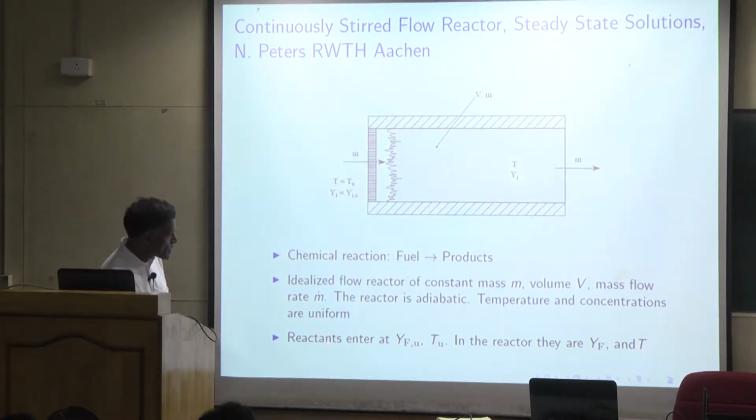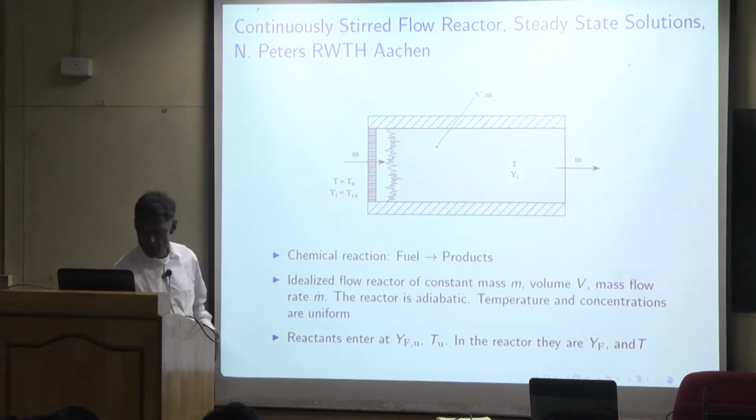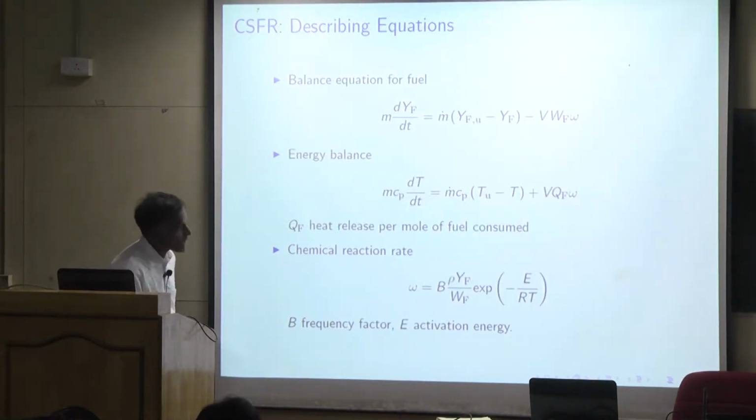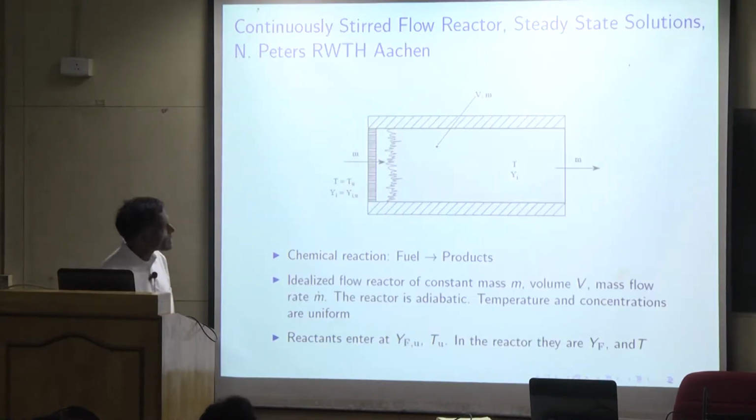As I already said, the reactants enter at YFU and TFU. As is typical, we assume that what flows out has product mass fractions Yi and temperature T. So what's flowing out here? That's the picture. Now I'm going to write down the conservation equations, the balance. What is the ultimate objective? The ultimate objective is to obtain the rates, to get the conversion, to get how much is converted.